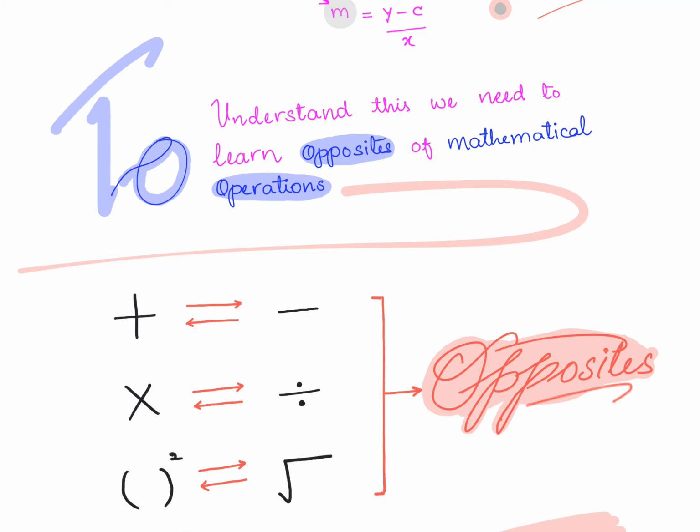The opposite of addition is subtraction, and the opposite of subtraction is addition. It is vice versa. The opposite of multiplication is division, and the opposite of division is multiplication. It is also vice versa. For the square the opposite is under root, and for the under root the opposite is square, and this is also vice versa. Opposites are also called inverse. For example, the inverse of plus is minus, the inverse of multiplication is division, and the inverse of square is under root, and vice versa.